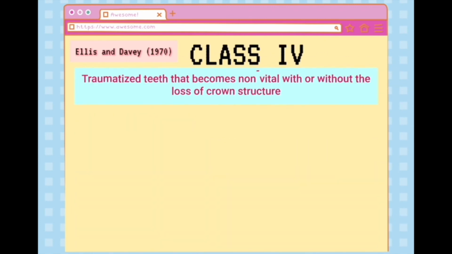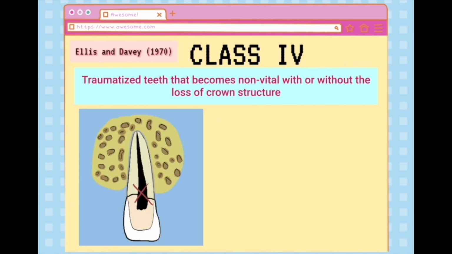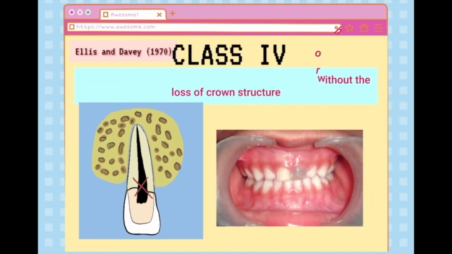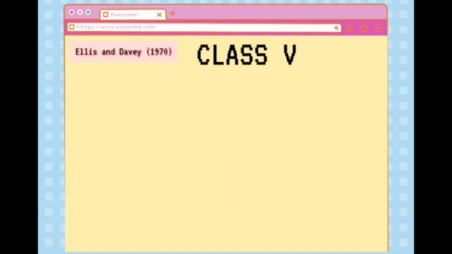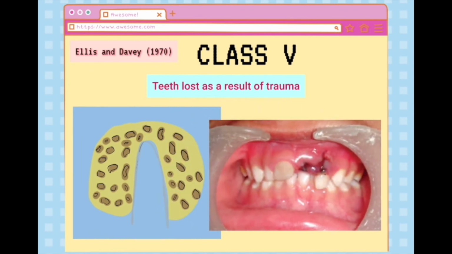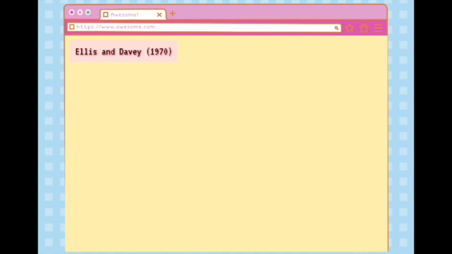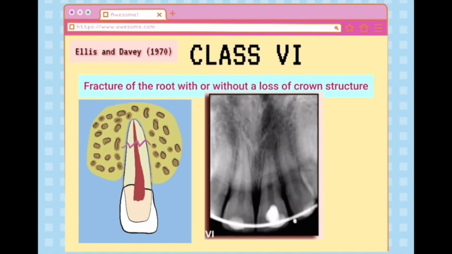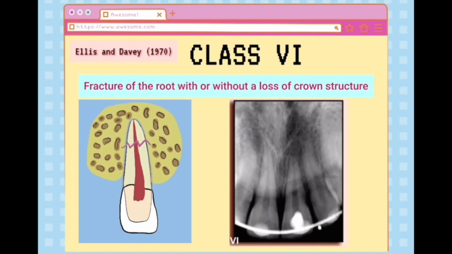Class 4. Traumatized teeth that become non-vital with or without the loss of crown structure. For Class 5. Teeth are lost as a result of the trauma. For the Class 6, it is the fracture of the root with or without a loss of the crown structure.